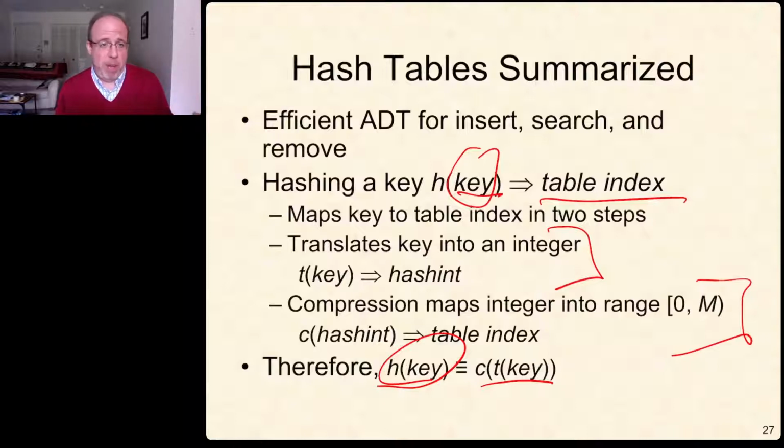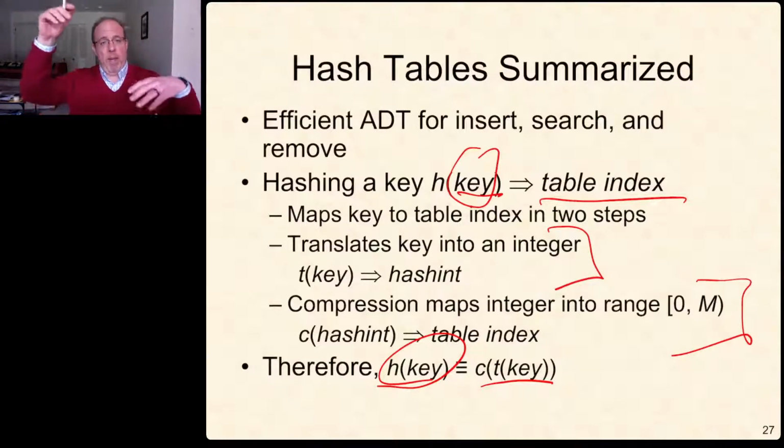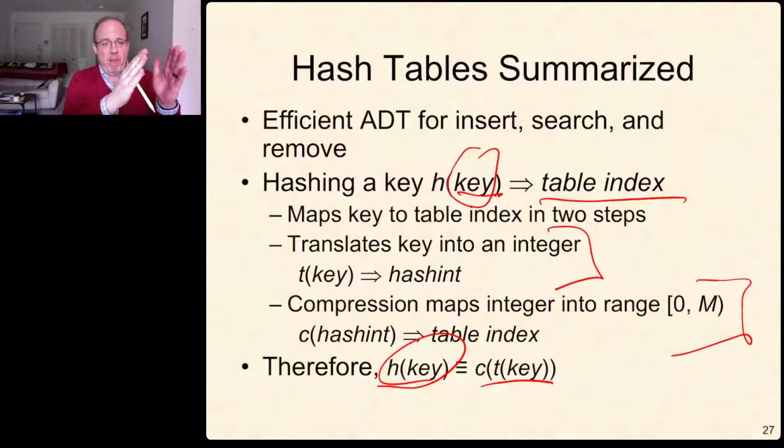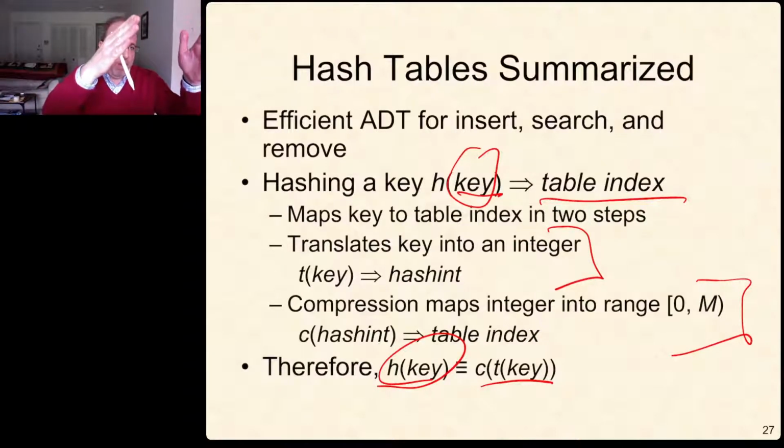If it turns out you picked an M that's too small, you can take a bigger M and convert everything from your old table into this new bigger table and then move on. Just like if you have a vector that you run out of space for, you allocate a bigger chunk of memory, you copy the old vector into the new vector, and then you go on.